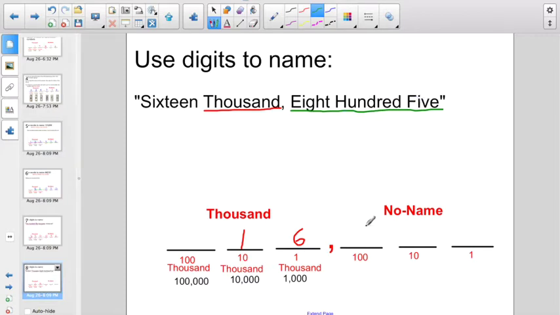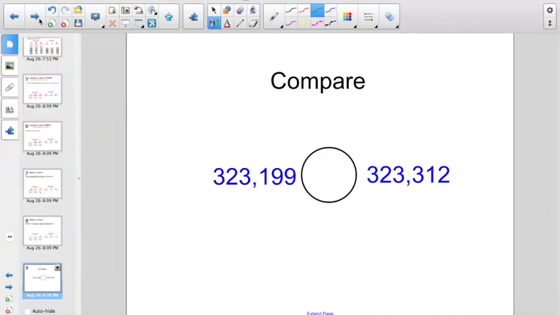Now let's go over and try the 805. 805, I would have 8 hundreds, no tens in 805, but I would need 5 ones for 805, right? So, using digits, I would have 16,805.